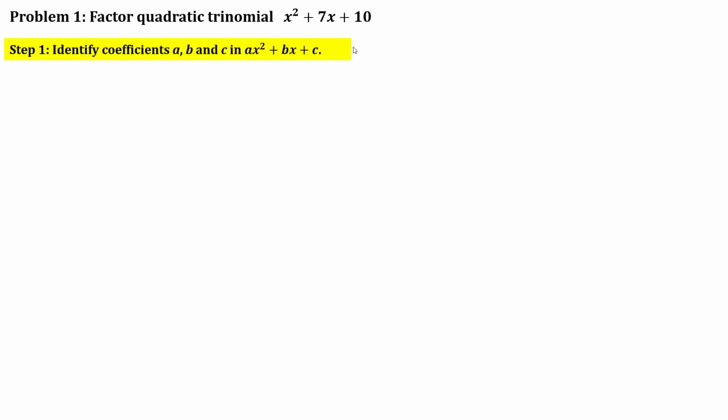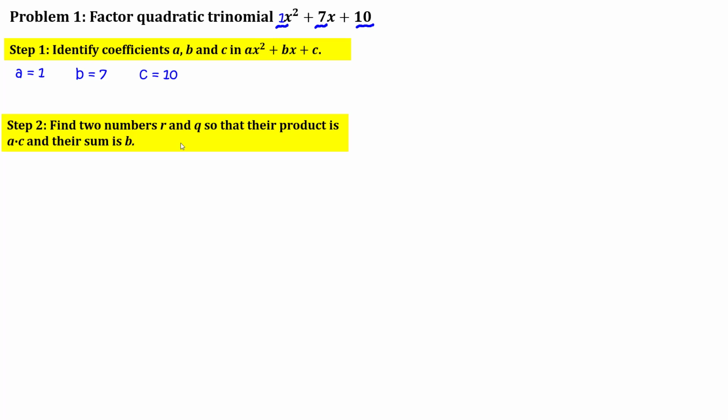Okay. The first step is to identify the coefficients a, b, and c in ax squared plus bx plus c. So we're used to doing that from the last two lessons. The coefficients are a equals 1, b equals 7, and c equals 10.